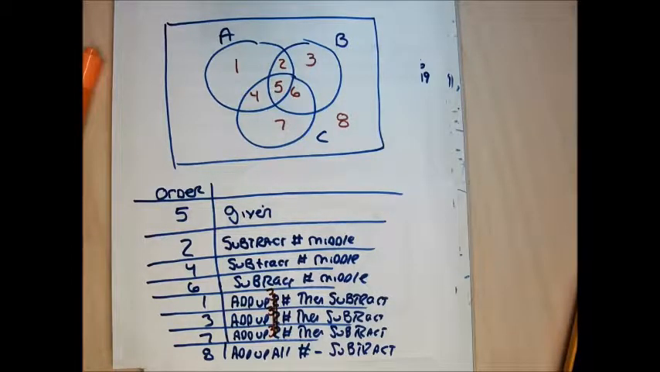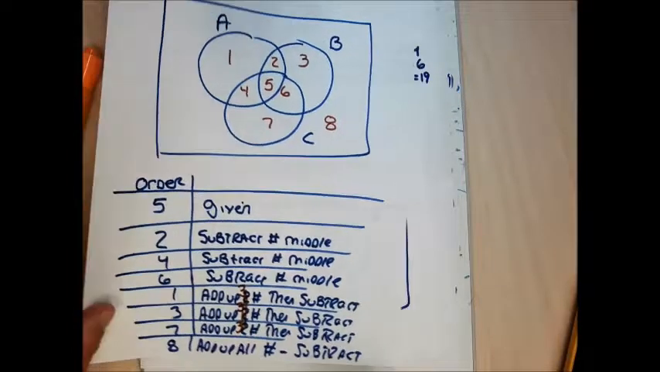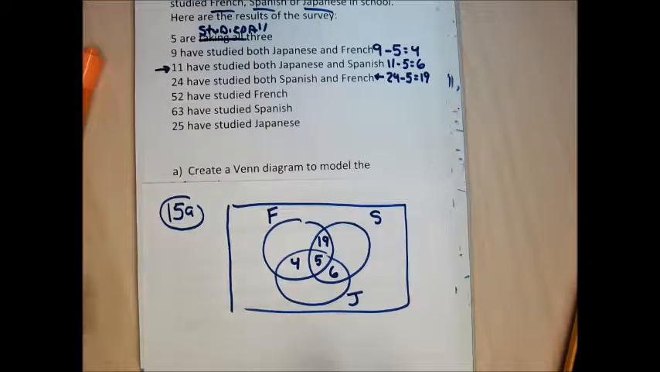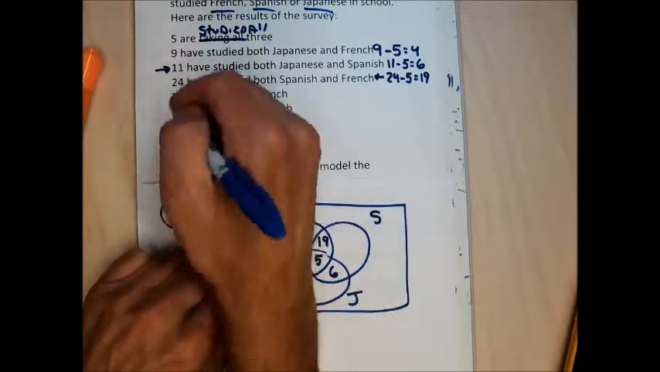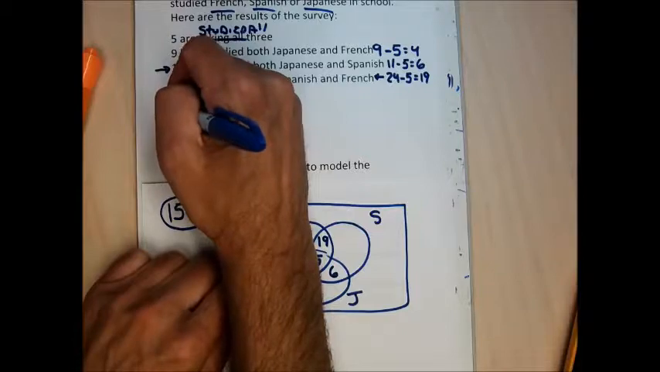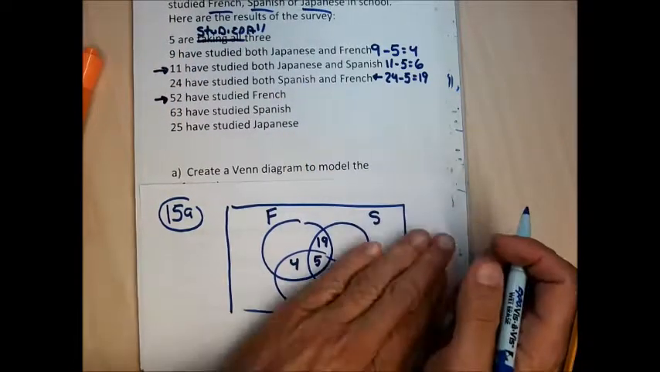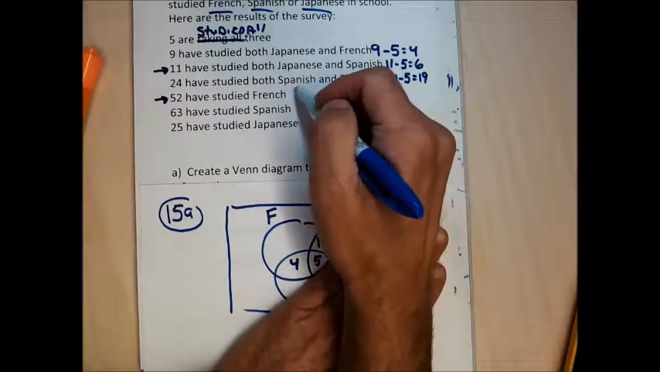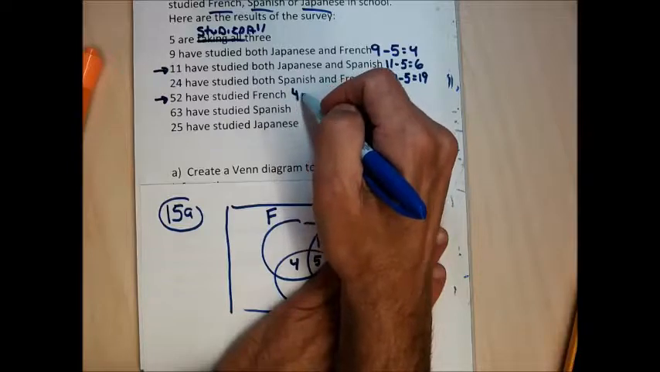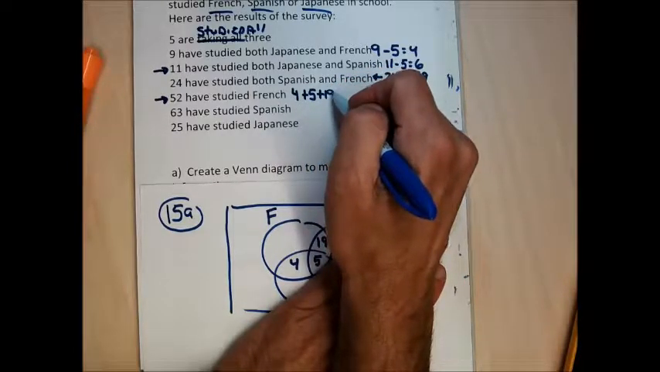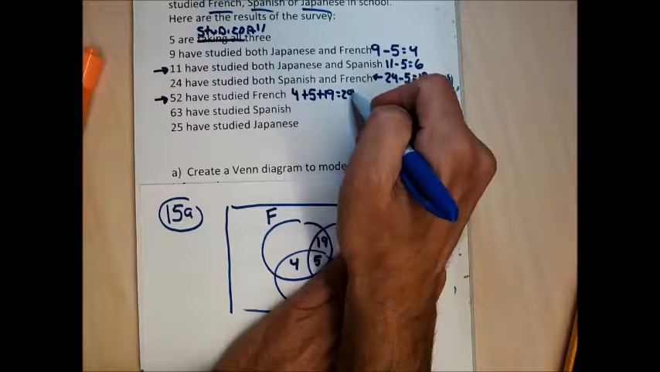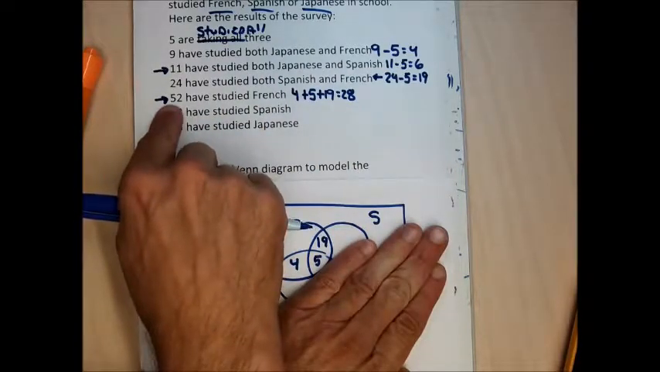So let me try to help you understand what I mean by add up 3 numbers and subtract. So I'm doing this region 1 next, which is part of the French circle. I'm going to take this number, which only has French, and I'm going to add up the 3 numbers in the French circle. The 3 numbers in the French circle are 4, 5, and 19. When I add those up, I get 28. That's what I'm going to subtract from this 52.